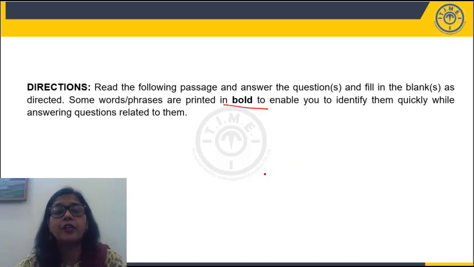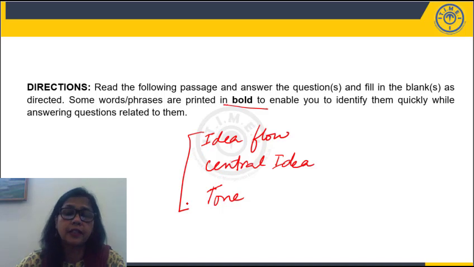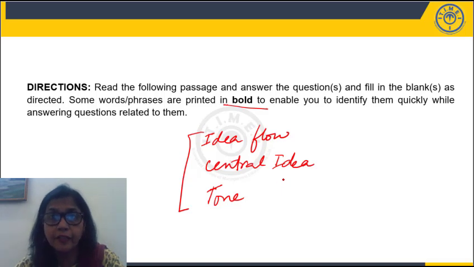Plus obviously, whenever there's a reading comprehension passage, the things that you need to keep in mind are the idea flow of the passage, the central idea, and the author's approach. So we call it the tone of the passage. So these three things are very important. As you read the passage, you must be able to understand how a particular paragraph is related to the next paragraph, in that order. And that gives you the idea flow.